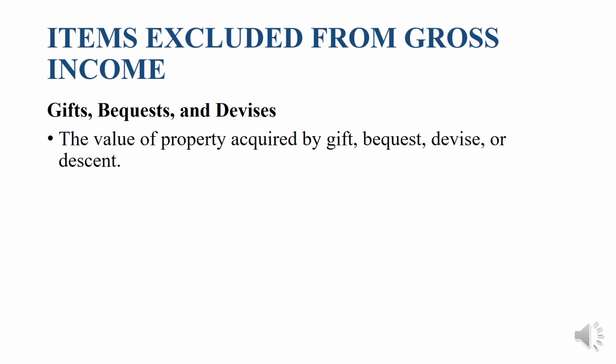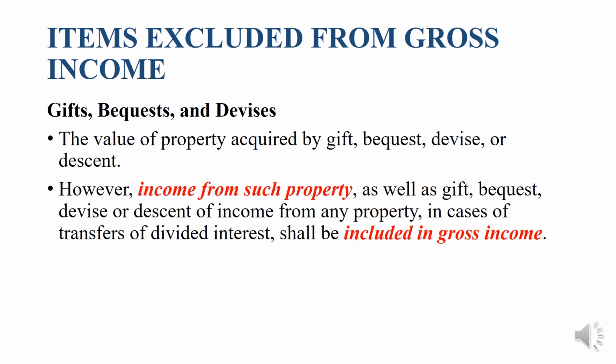These are gifts, right? So the value of the property acquired by gift, bequest, devise, or descent shall be excluded from the gross income. However, if such property received as a gift is capitalized and is earning income, then only the incomes derived from the use of these gifts shall be included in our gross income. So income from such property, as well as gift, bequest, devise, or descent of income from any property in cases of transfers of divided interest, shall be included in the gross income. Okay? So again, if the taxpayer capitalizes and uses these gifts, the incomes shall be included in their gross income when computing the income tax.